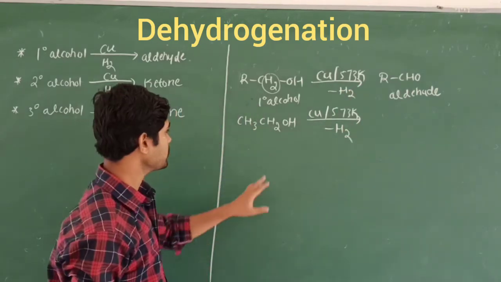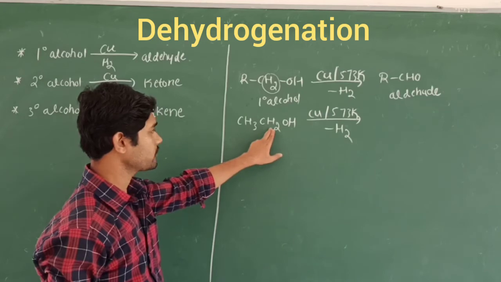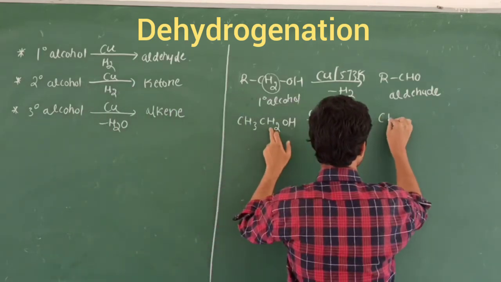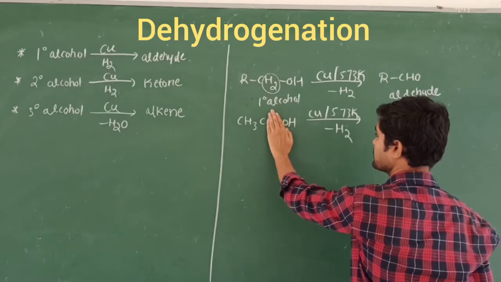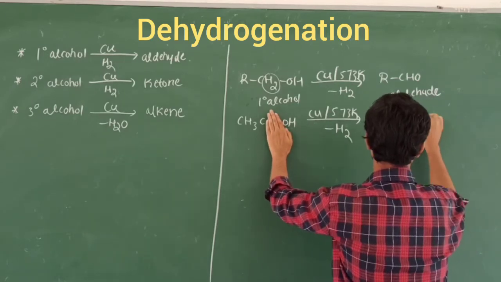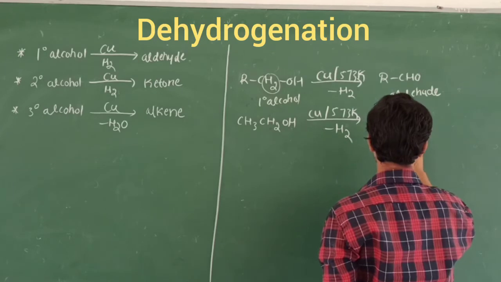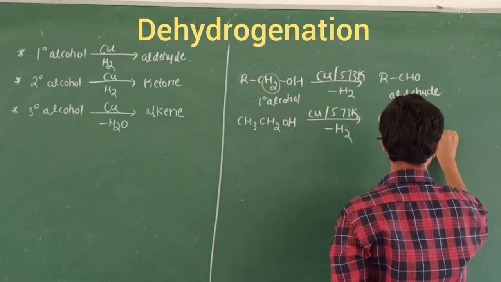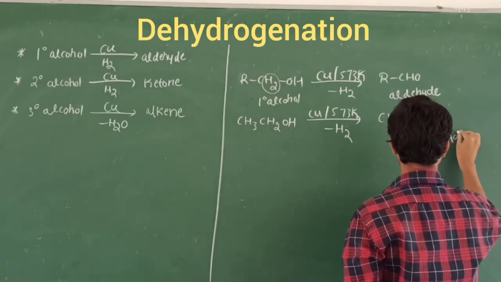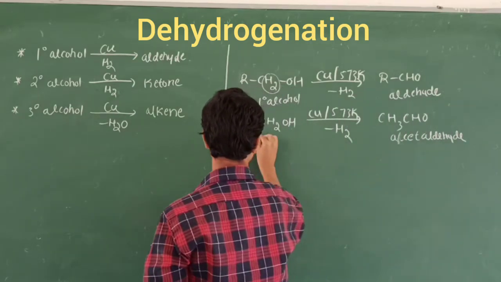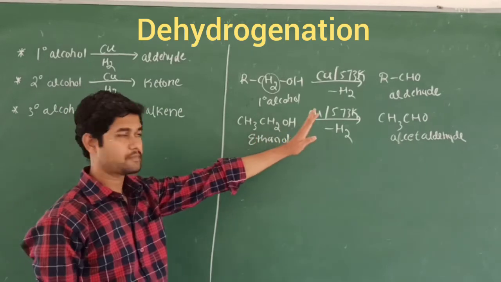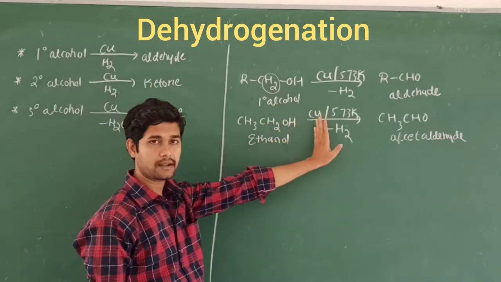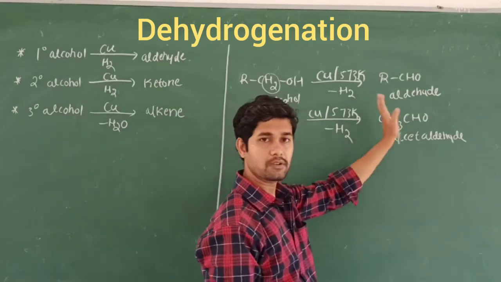What are we going to obtain here? When you remove this, we form what is called acetaldehyde, CH3CHO. Its name is acetaldehyde, and this name is ethanol. So this is how the reaction takes place when primary alcohols are under the catalyst: we are going to obtain the respective aldehydes.